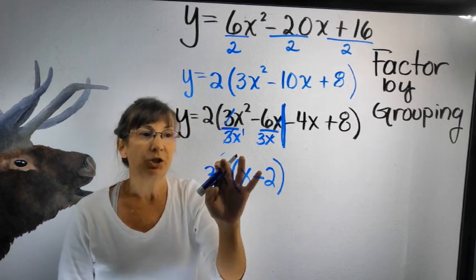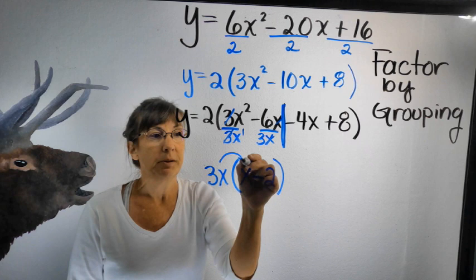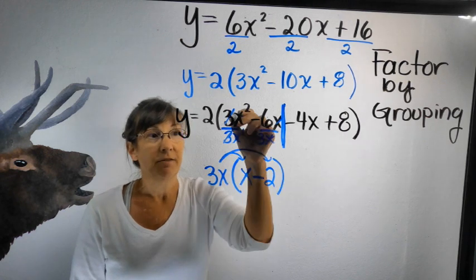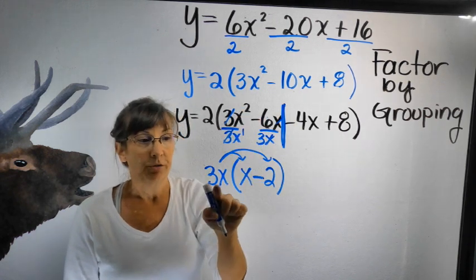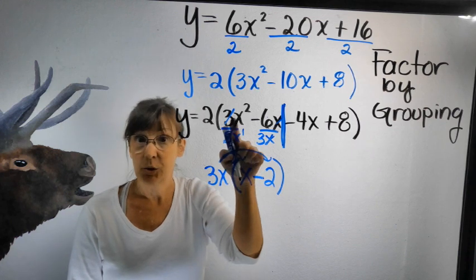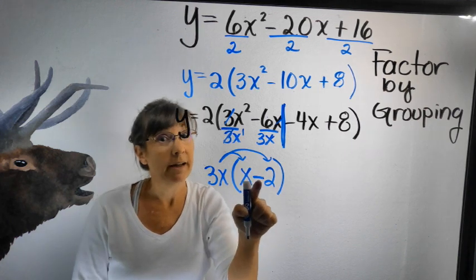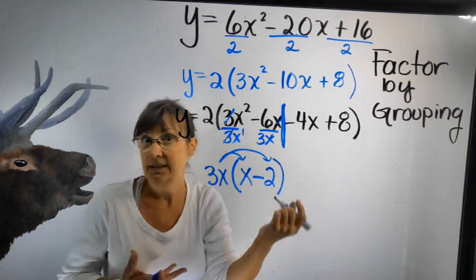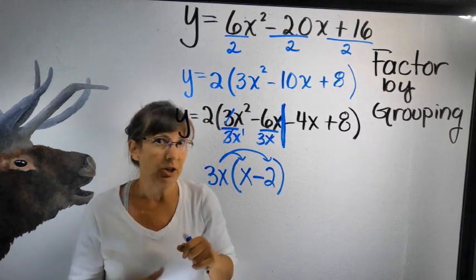I can always double check what I've done, right? I can multiply this back to see if I've gotten back to my original. 3x times x is 3x squared. 3x times negative 2 is negative 6x. Just a way you can always double check yourself.